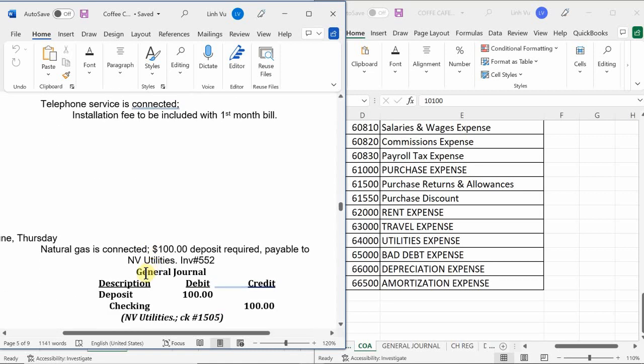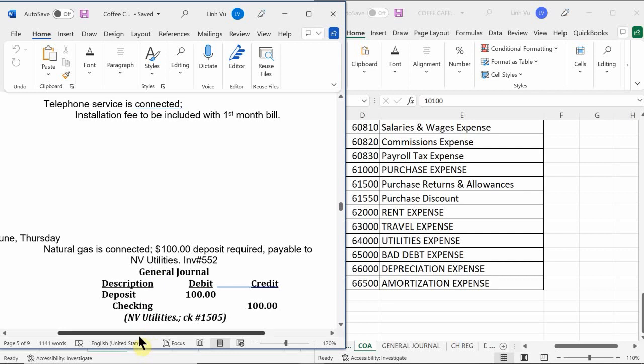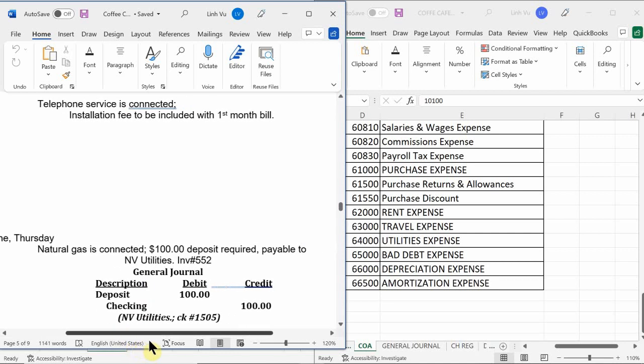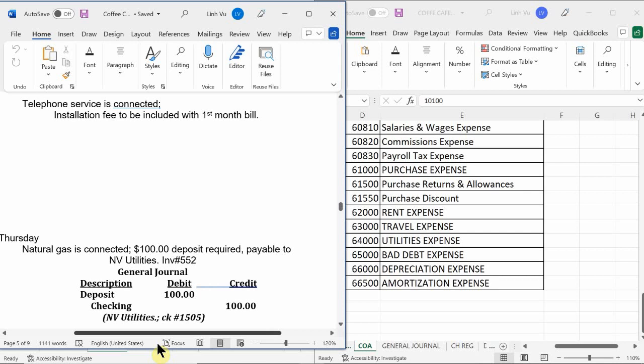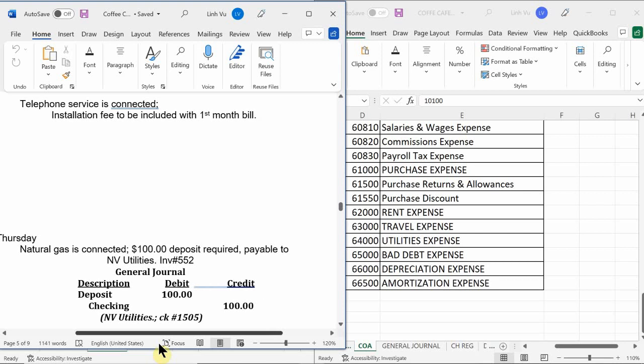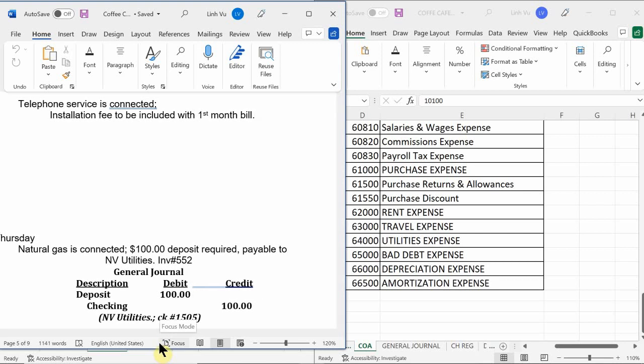Okay. So then let's see what's next here. Same day, Thursday. Natural gas is connected. $100 deposit is required, payable to NV Utilities. This time, invoice number 552. So in this case, I got some gas going on. In order for us to turn it on, we have to pay a $100 deposit.